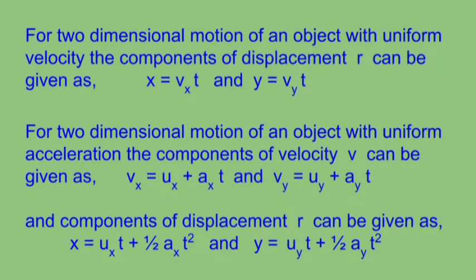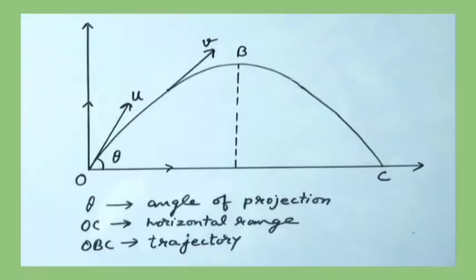And the components x and y of displacement r can be expressed as x = ux × t + ½ ax × t² and y = uy × t + ½ ay × t². The path of the object moving with uniform acceleration in a plane is a parabolic path.